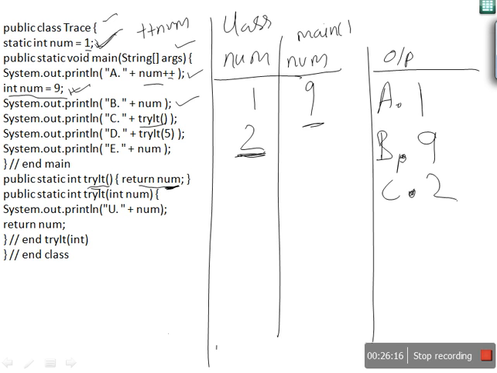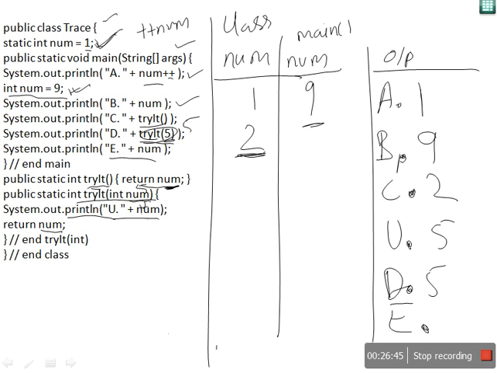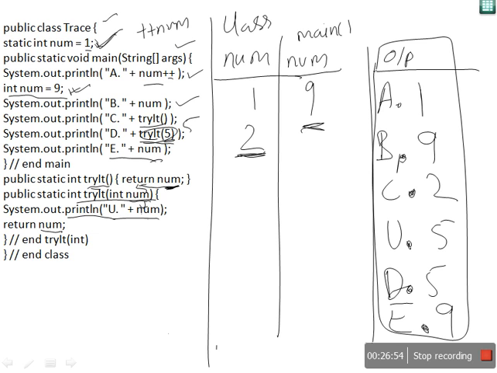Then d.tryIt(5). Now tryIt(5) is this method with the value 5. It is printing System.out.print(u.num). Num is the value which is coming as an argument from the call, so it is 5. Then again return num. What is it returning? This value 5. So it will return 5 over here, so it will be d.5. Then e.num. What is num? This is the local num, that is 9. It will print 9. So this will be your output on the screen, I mean the output on the answer sheet.